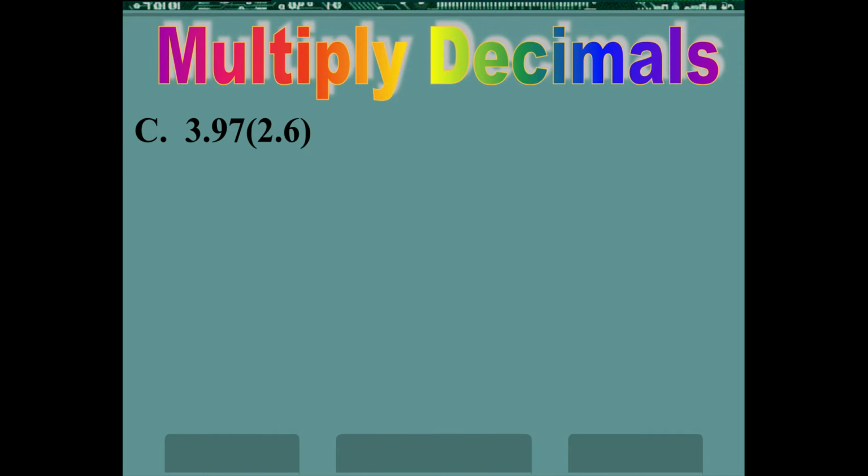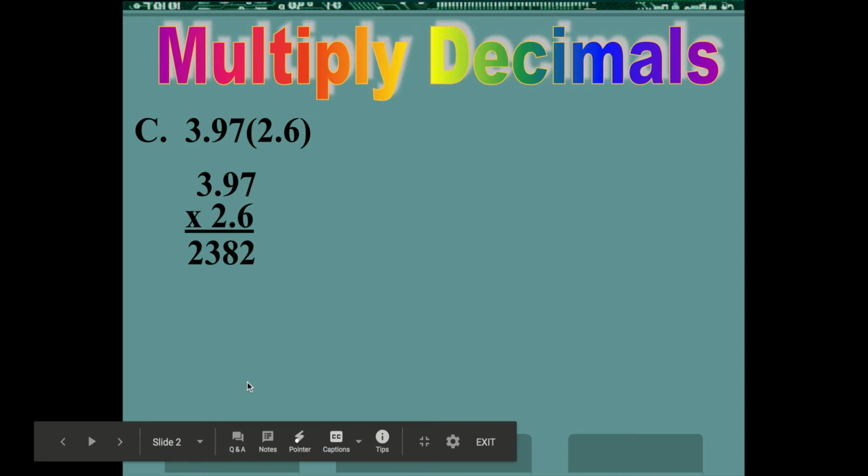So we have the problem of 3.97 times 2.6, okay? The way we're going to do this is a little bit different from adding and subtracting decimals, whereas you don't have to line up the decimals. You don't have to line up the decimals. The way you multiply decimals is you do it the exact way you would multiply a regular number. The only difference is you're going to count how many numbers are behind the decimal, and that's how many places you're going to move your decimal point.